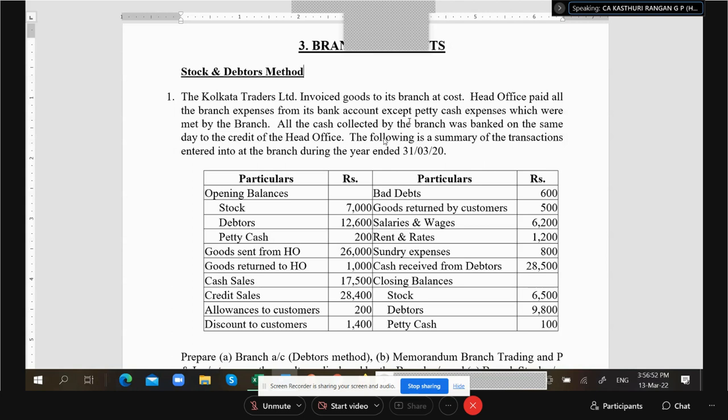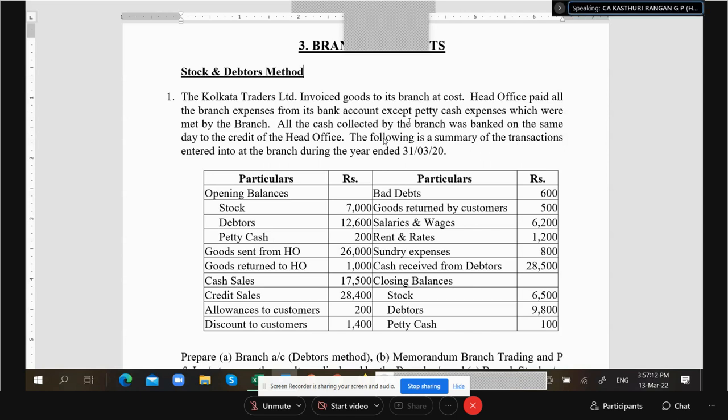Debit when the branch receives a benefit, credit when the branch gives a benefit. Record the opening and closing balance on the debit and credit side. The difference, if any, is profit. In the memorandum method, prepare a trading P&L from the data given. That will be the memorandum branch trading P&L.